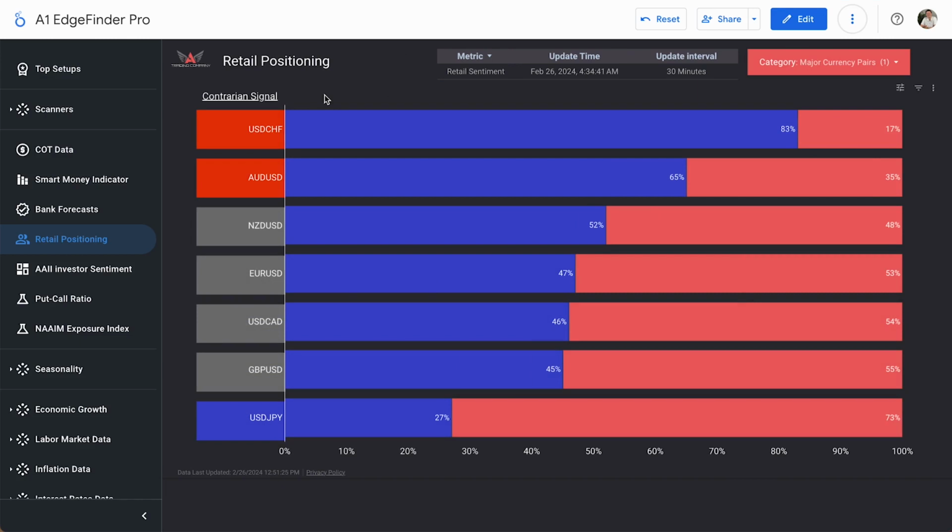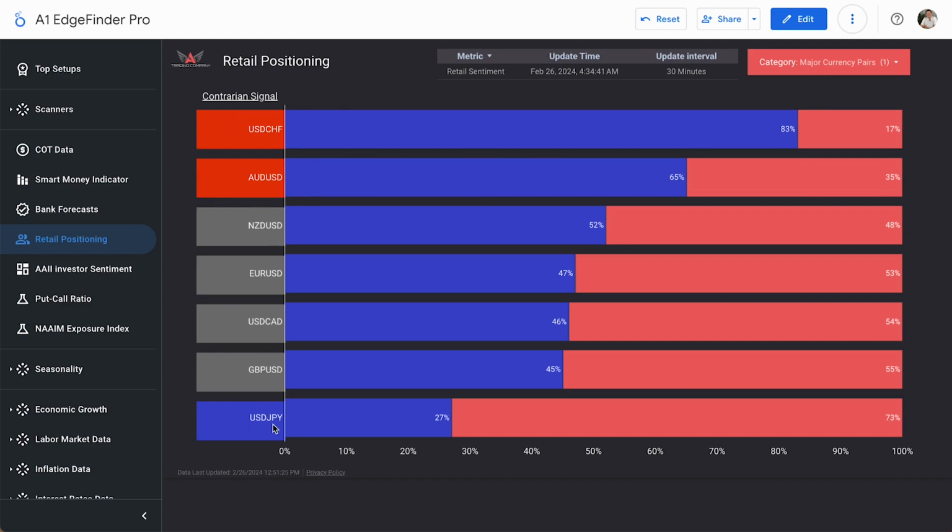This is just US dollar pairs, and USD CHF is favored pretty heavily long from day traders right now at 83%. Aussie dollar is also favored pretty heavily on the long side from day traders at 65%. Because the crowd is more often wrong than they are right, whichever way they are favored, we actually look at the contrary as confirmation. So we're looking at USD CHF and Aussie USD, both favored long from retail traders, and we actually consider that to be a bearish signal here.